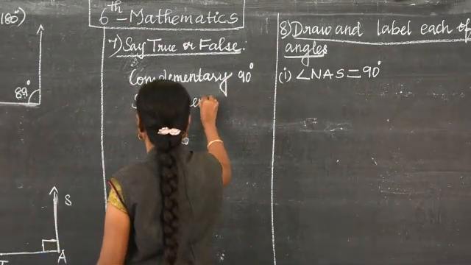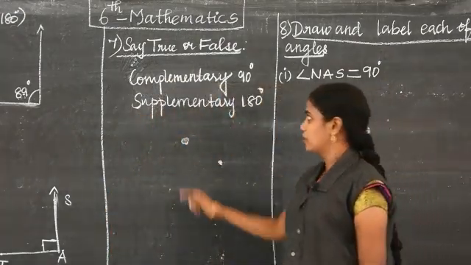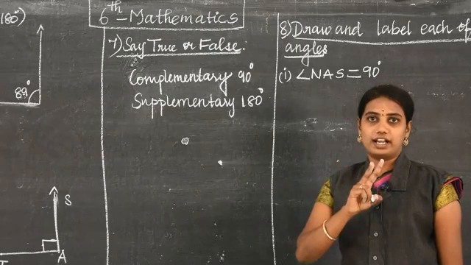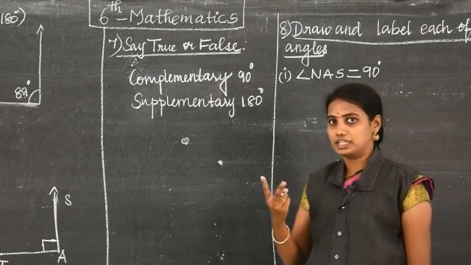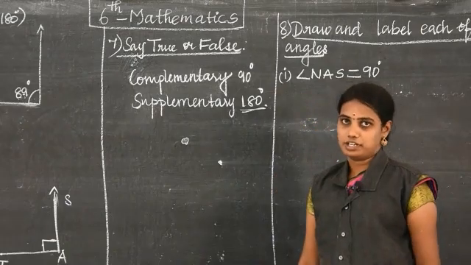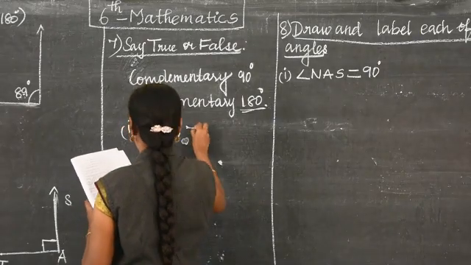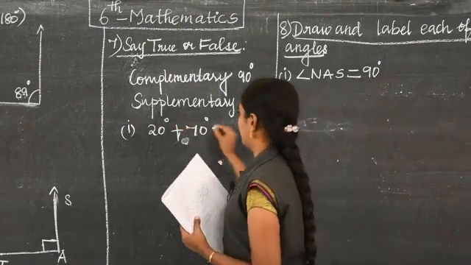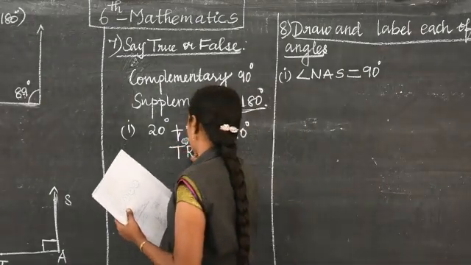Supplementary angle is 180 degrees. This we learned in the last class. Complementary angle is 90 degrees, supplementary angle is 180 degrees. When you add two angles, if the sum is 90, that is complementary. If you add the angles and get 180, that is supplementary. So here two angles are given in the first option, 20 and 70. They said these two are complementary. How will you find out? Add 20 plus 70 is 90. 90 degrees is complementary, so the given statement is true.